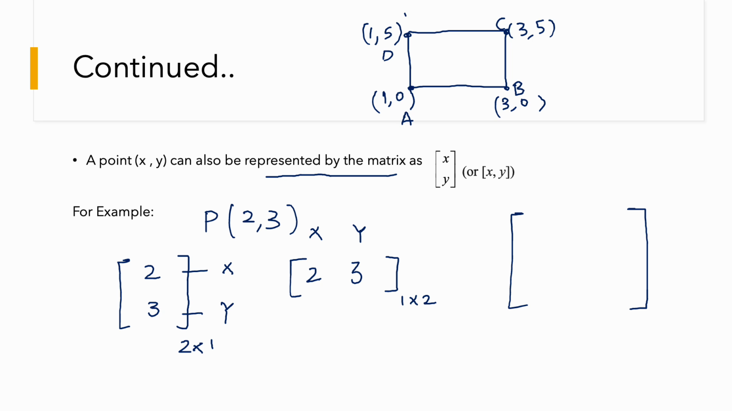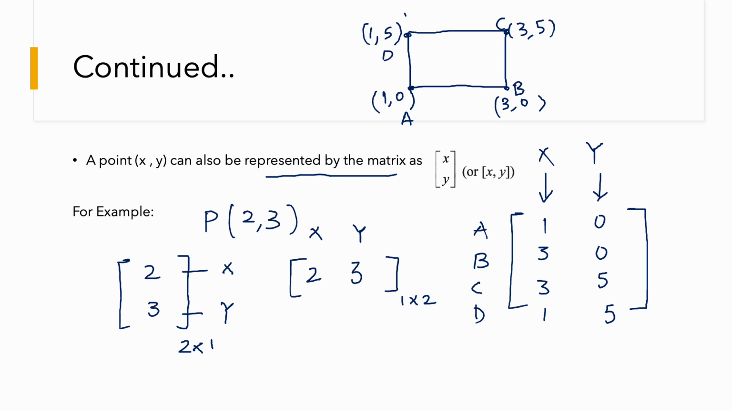So I can assume that the first row is going to represent point A, the second row is going to represent point B, then point C and point D. And the first column is going to represent the x coordinate and the second column is going to represent the y coordinate of that point. So point A has 1, 0, so x coordinate is 1, y coordinate is 0. Point B has x coordinate of 3, y coordinate of 0. Point C has x coordinate of 3, y coordinate of 5. And point D has x coordinate of 1 and y coordinate of 5. So this is going to be the matrix, right?